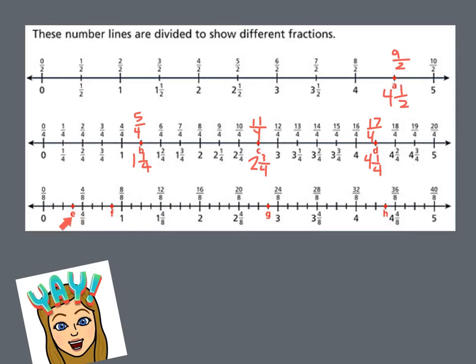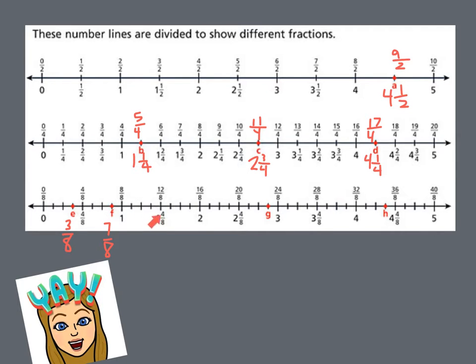What would come right before 4/8? Or if I count up from 0, it'd be 1/8, 2/8. Well, next in line would be 3/8, which makes sense because it comes right before 4/8. Now I can continue counting up 5/8, 6/8. So point F would be 7/8, which comes right before the whole 8/8.